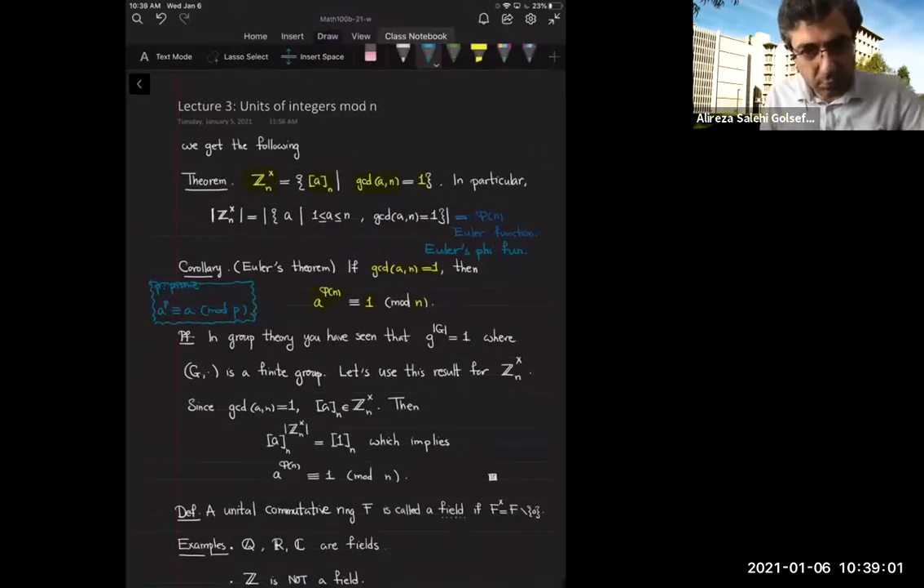But for now, let's prove Euler's theorem. So we are going to use group theory in combination with what we've learned about units of the ring of integers mod n in order to prove this congruence relation.